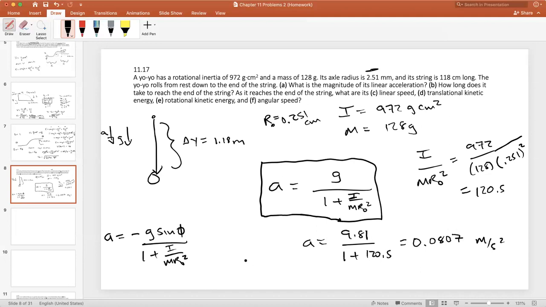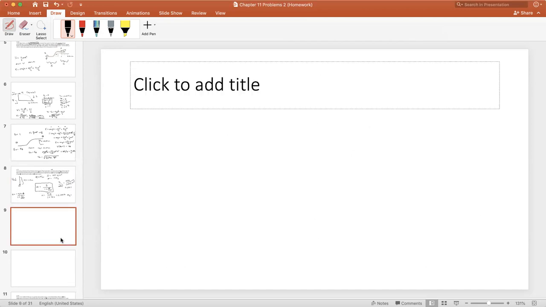All right, so that was part A. What is the linear acceleration? All you had to do was make sure that your units were correct in order to solve for A. How long does it take to reach the end of the string? And then as it reaches the end of the string, what are the linear speed, the translational kinetic energy, the rotational kinetic energy, and the angular speed? We'll talk about those in a minute, but first we need to find out how long it takes to reach the end of the string, okay? And by long, they mean how many seconds.